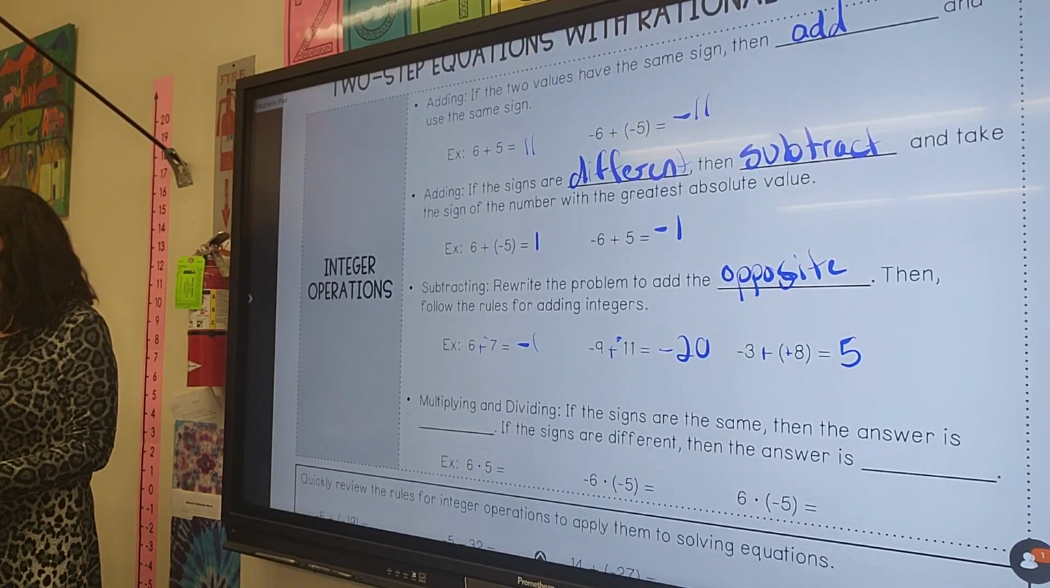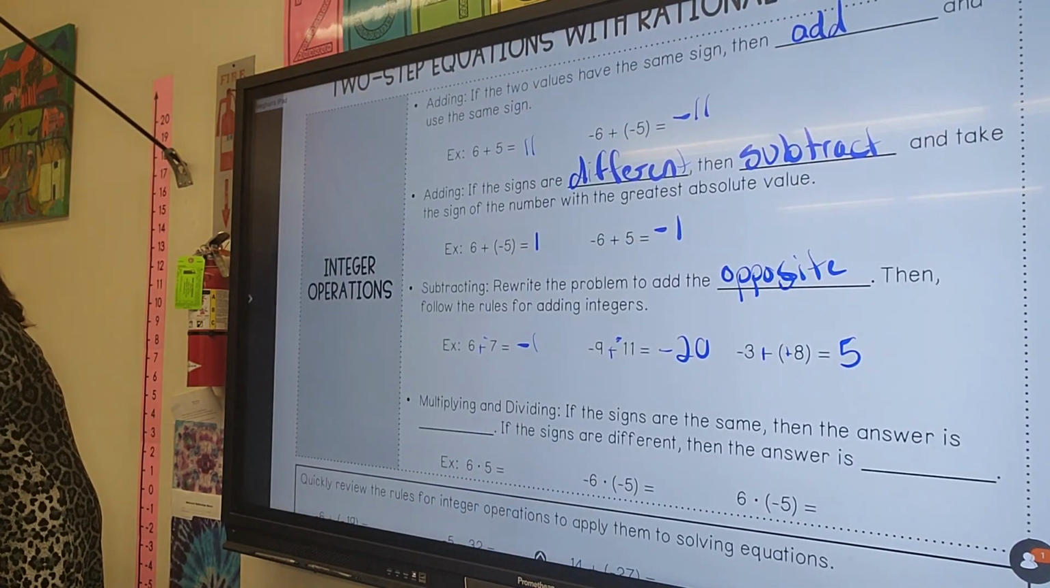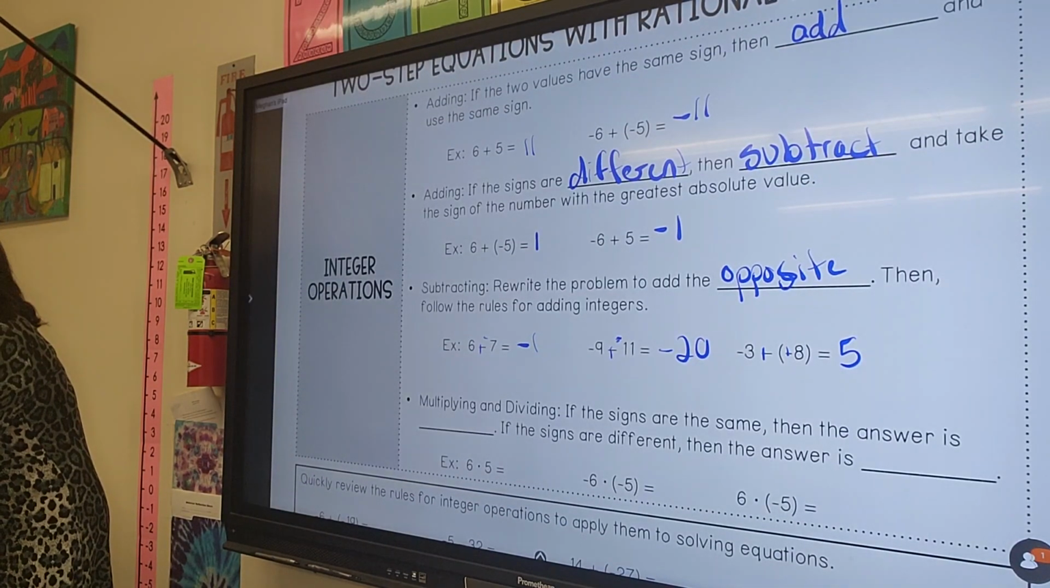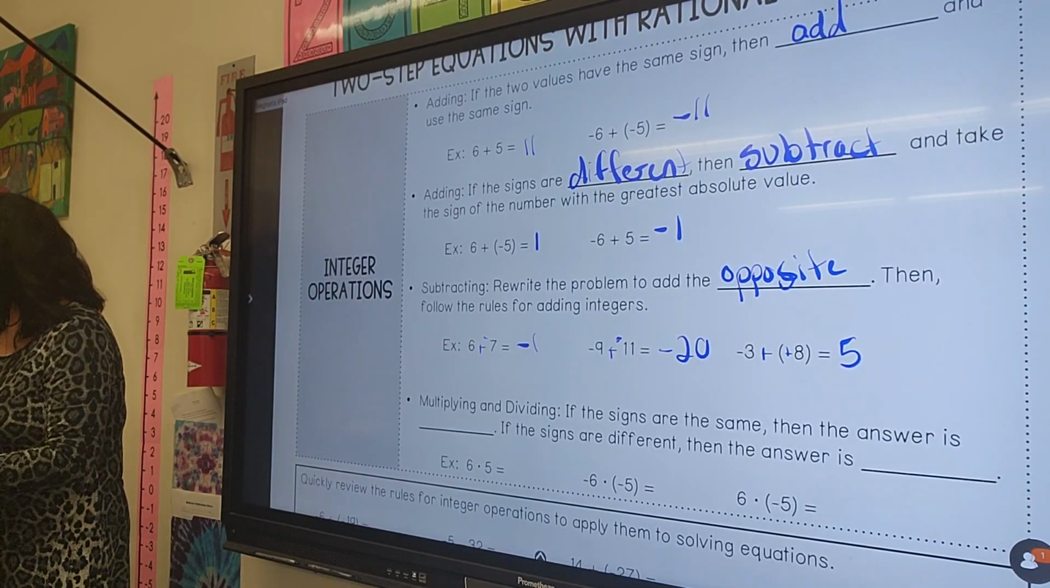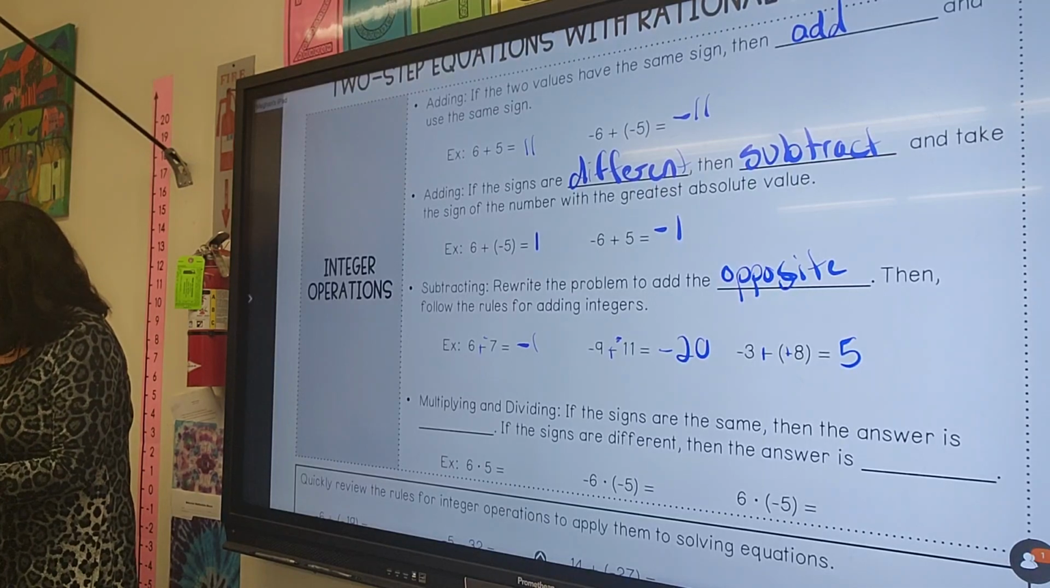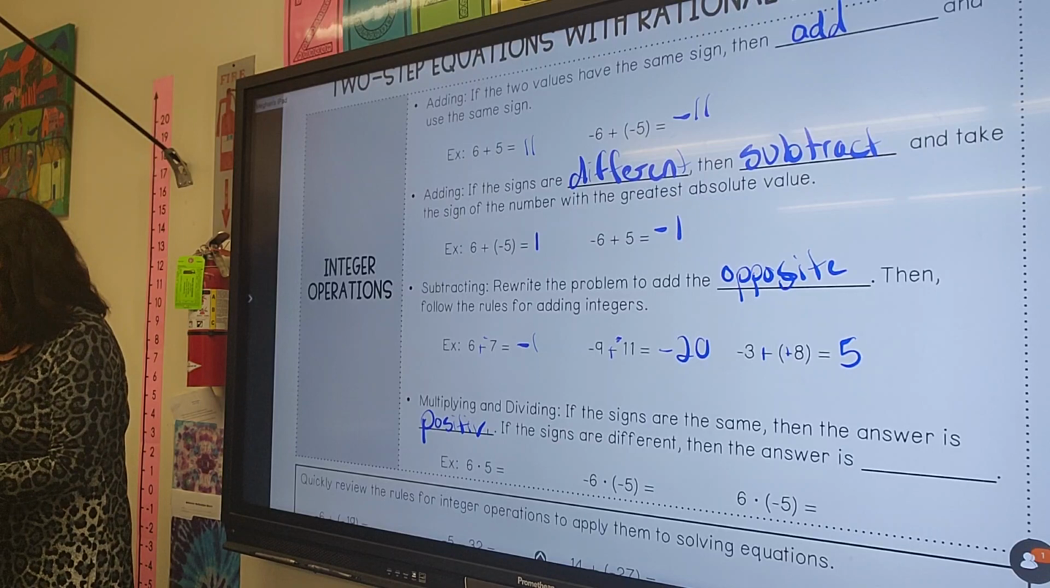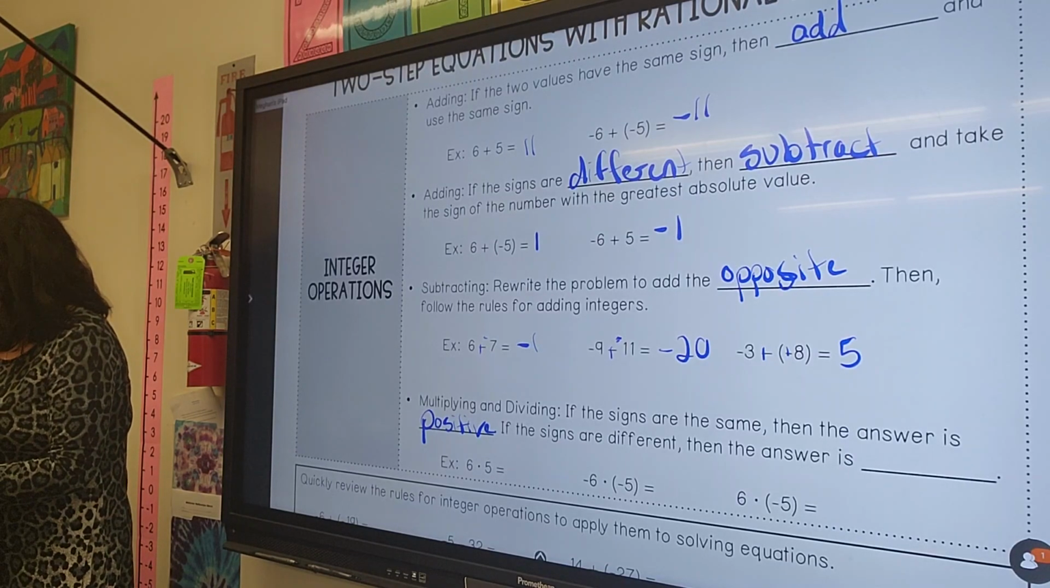Multiplying and dividing. Who remembers if we multiply the same signs, is our answer going to be positive or negative? Positive. If we multiply different signs, negative. Yes, our answer will be negative. Good. So we're going to write that in here. If the signs are the same, then the answer is positive. If the signs are different, then the answer is negative.